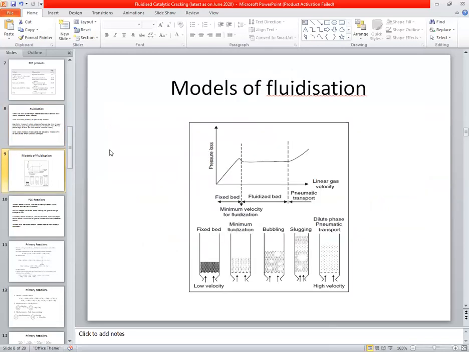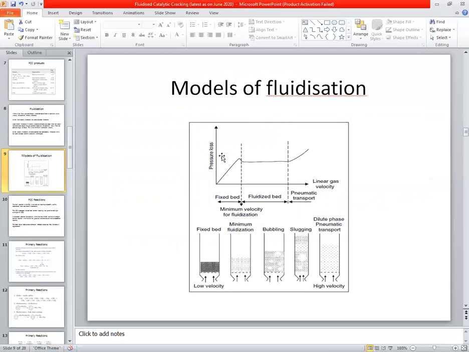So here, see the modes of fluidization. This is very important. Questions may come out like this: what do you understand by fluidization, or explain the modes of fluidization? Such types of questions may come in the test or in the exam.